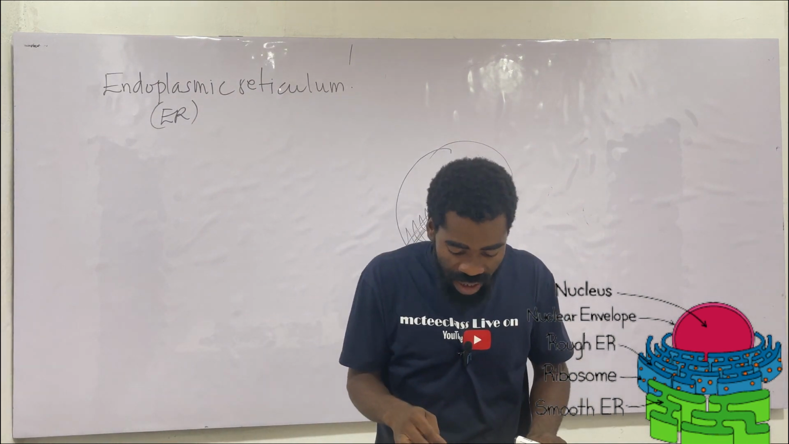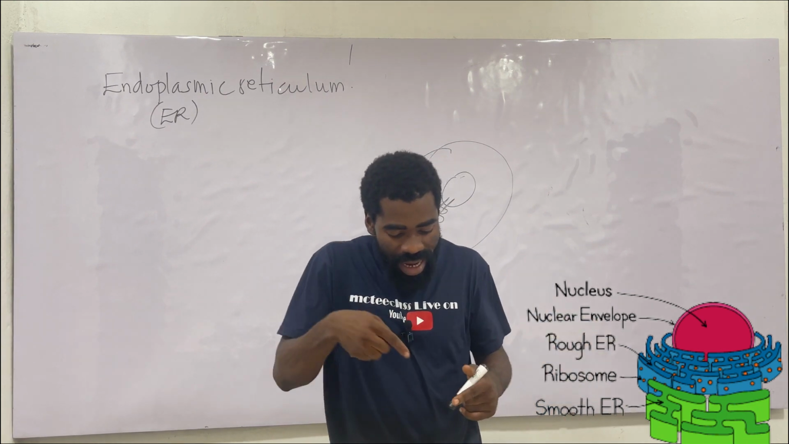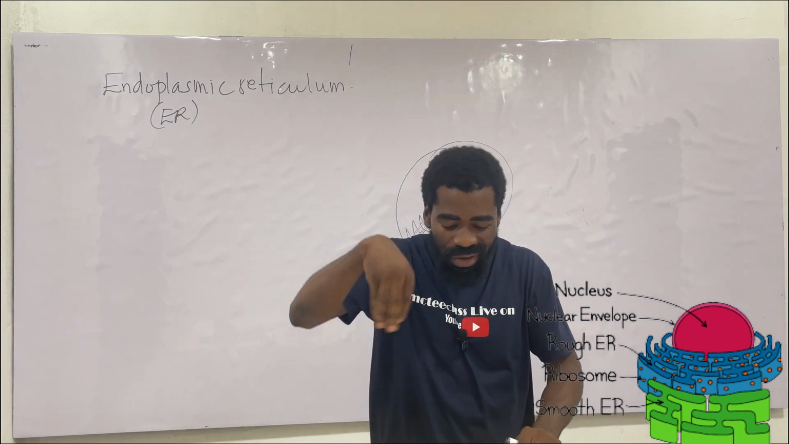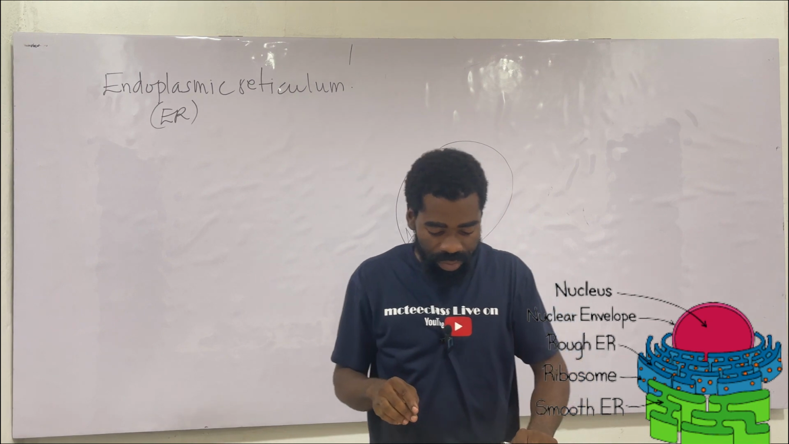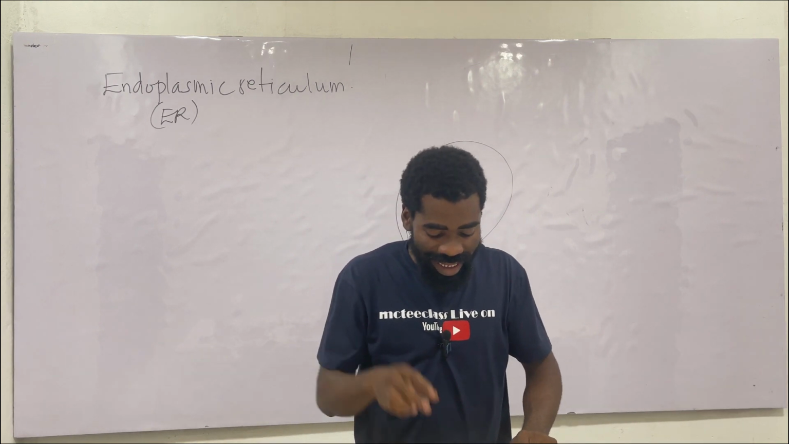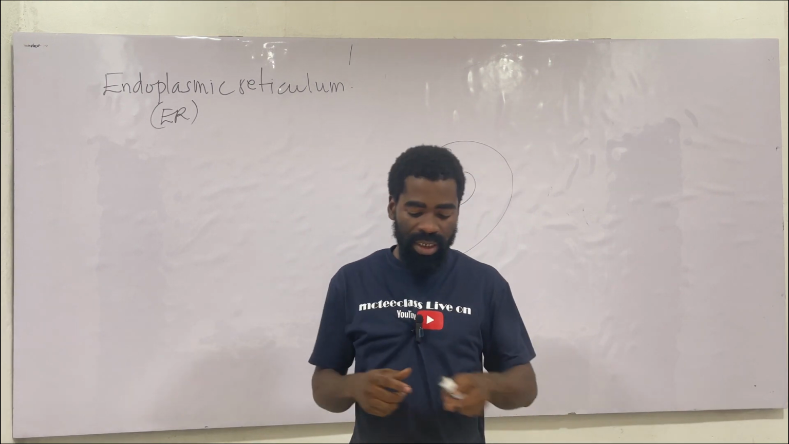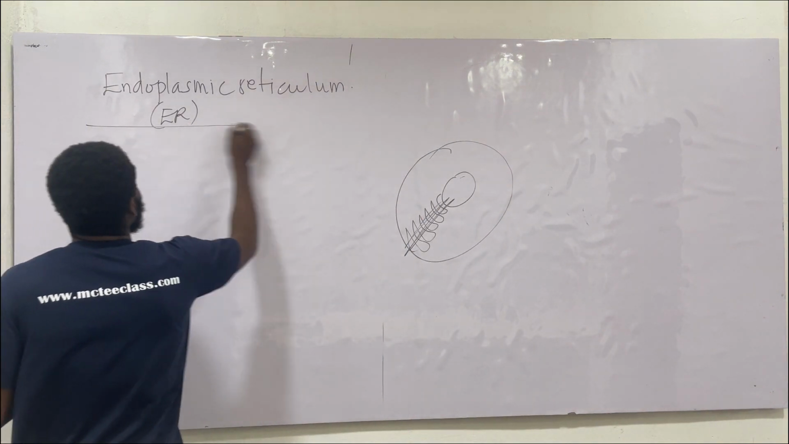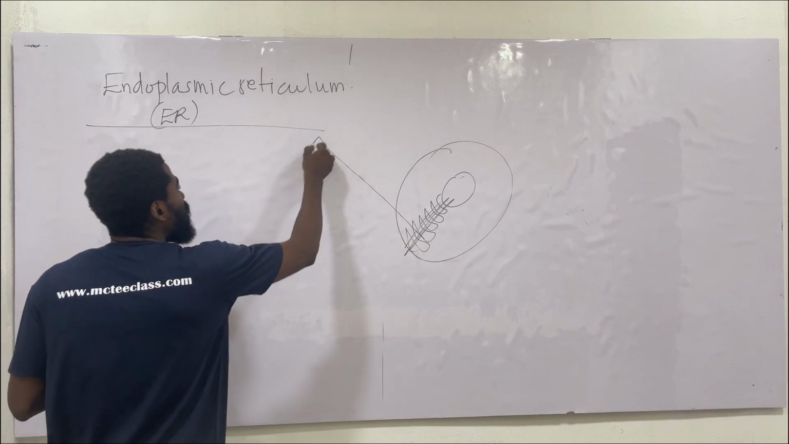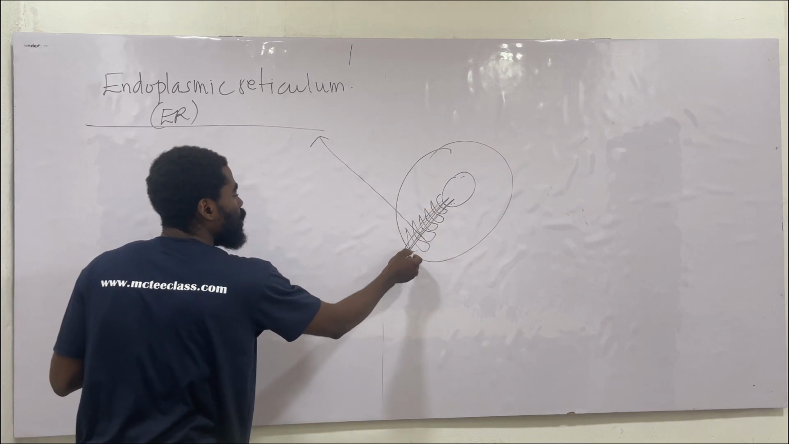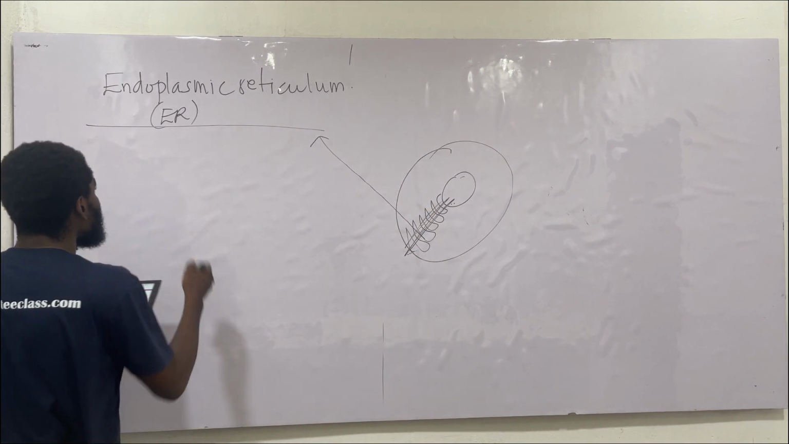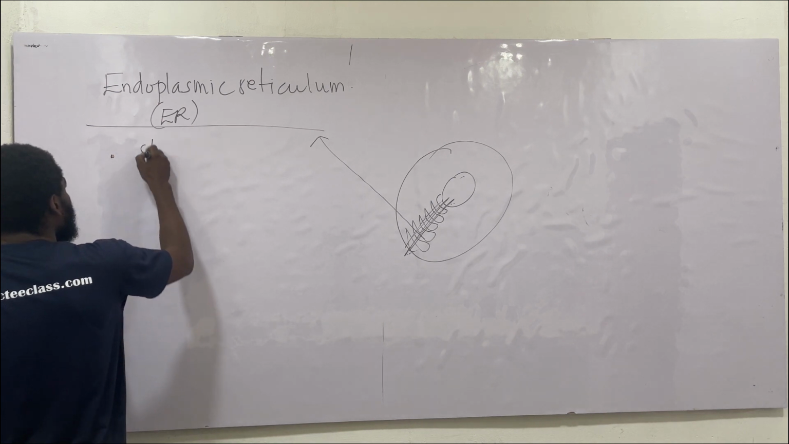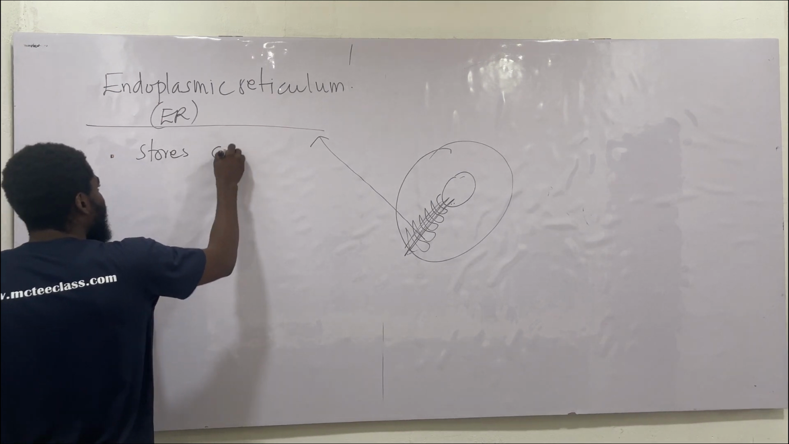Then we have the smooth ER, which is green in color. That one does not have the dots on it. These are the functions of the endoplasmic reticulum. These are channels that connect the nucleus to the cell membrane, and their function is to store calcium. It stores calcium.